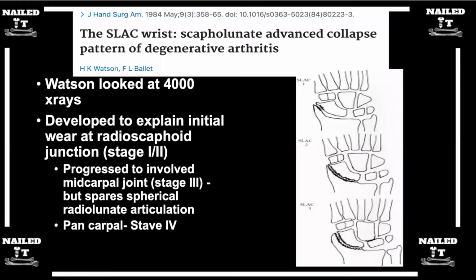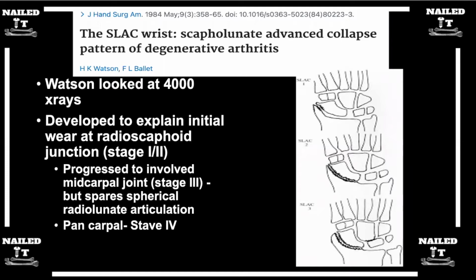Speaking about the stages, since we're on it, how do we stage this when we're looking at SLAC, or scapholunate advanced collapse, and you're just talking about the patterns? Can we go over again one more time the patterns and what stage it is for each pattern?